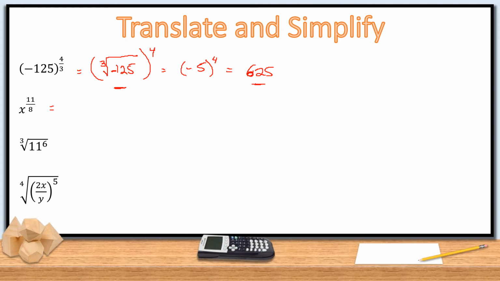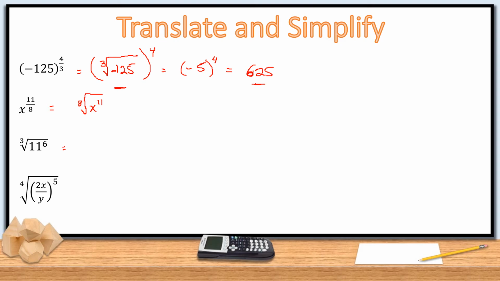All right, x to the power of 11 over 8. So that is going to be the 8th root of x to the power of 11. And you can do 8th root of x all to the power of 11, or in this format, where it's x to the power of 11 and then 8th root being applied to all of it. Can't be simplified any further, so we can leave it as is.